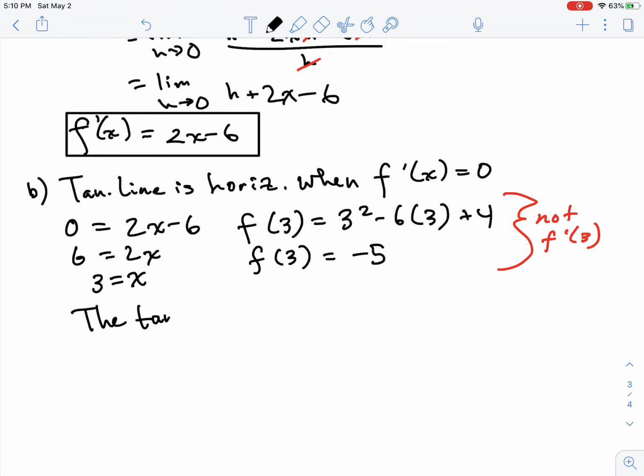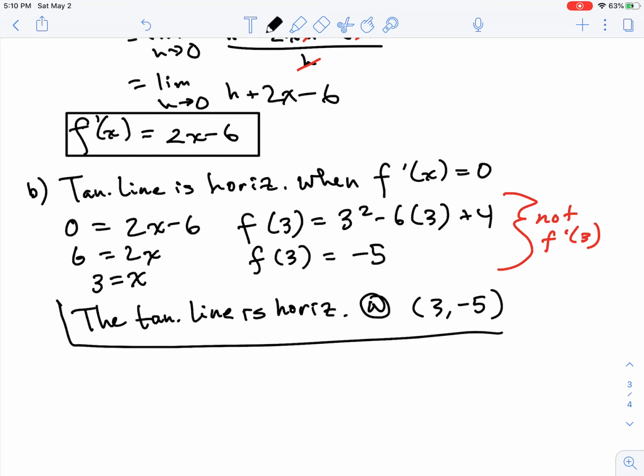I can say the tangent line is horizontal at the point 3, negative 5.